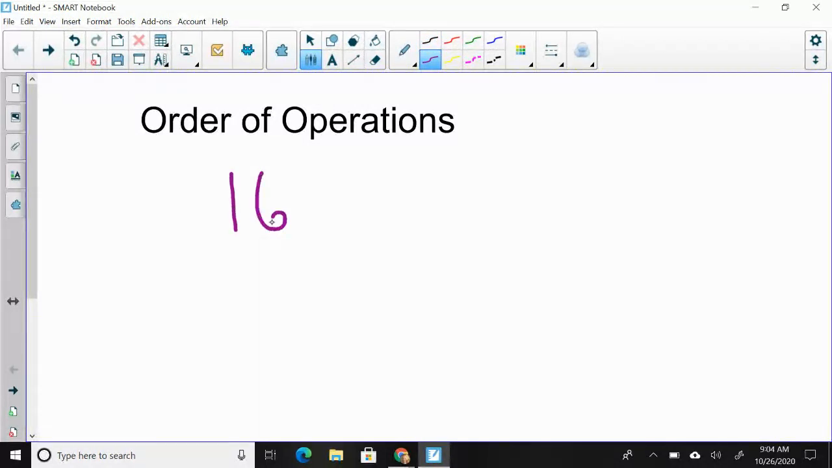16 minus 6 times 2. Okay. 16 minus 6 times 2. Think about that. There's two operations there. So what do we think the answer is?